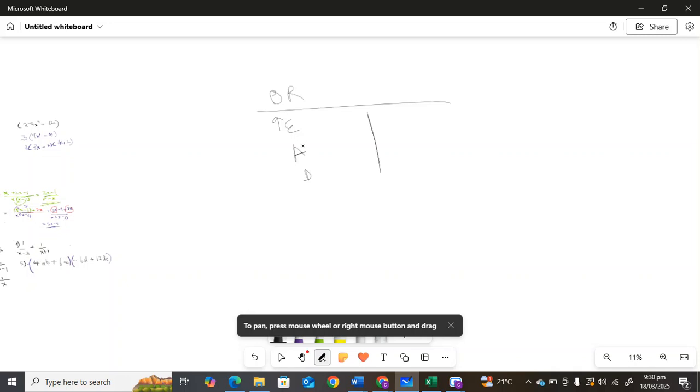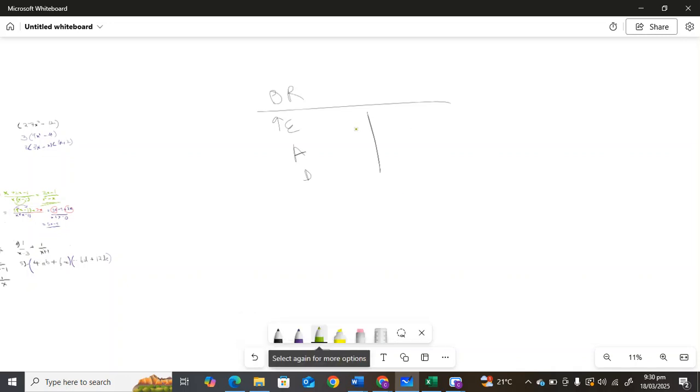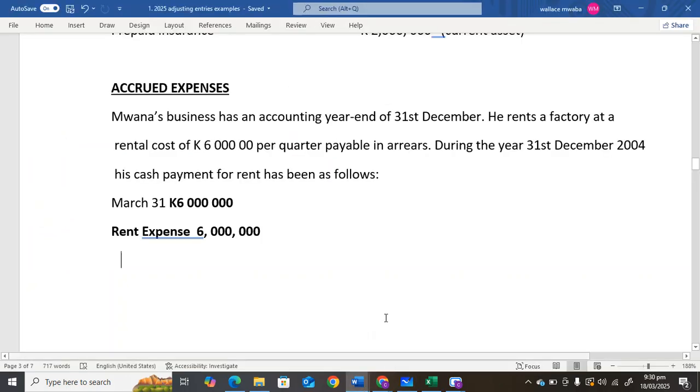So rent expense is an expense account. Then cash is an asset account. An asset account, since it increases with debit, is going to reduce with credit. It reduces with credit. So that's why we're crediting cash. So cash 6 million.